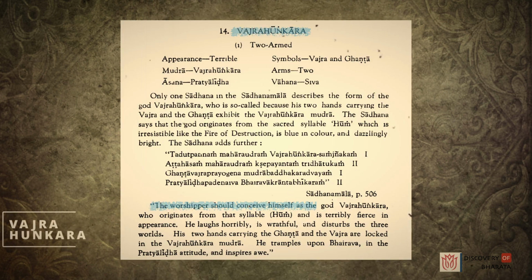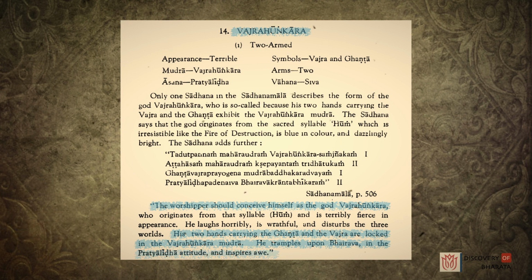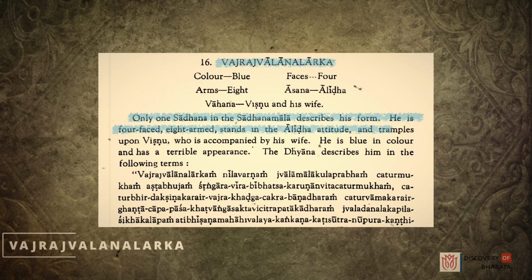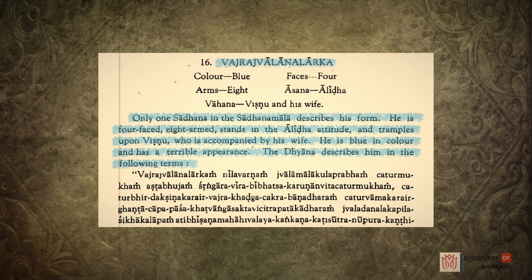Vajra Hunkara. His two hands carrying the Ganta and the Vajra are locked in the Vajra Hunkara mudra. He tramples upon Bhairava in the Pratyalida attitude and inspires awe. Vajra Jvalanalarka. Only one sadhana in the Sadhanamala describes his form. He is four-faced, eight-armed, stands in the Alida attitude, and tramples upon Vishnu, who is accompanied by his wife. He is blue in color and has a terrible appearance.